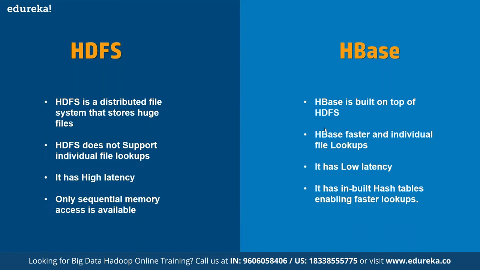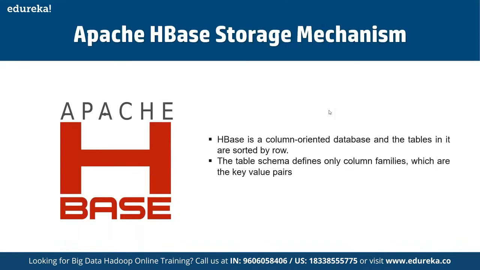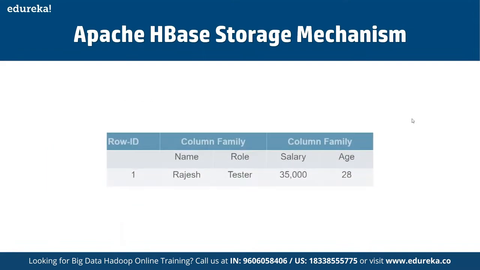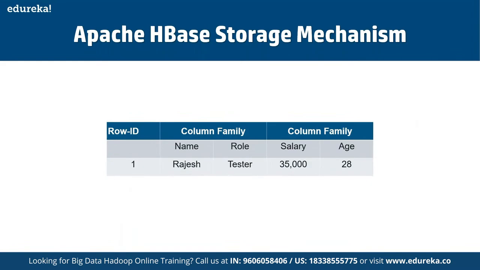Now, if we talk about the HBase storage mechanism, HBase is basically a column-oriented database. The table schema defines only column families and key-value pairs. That's why we can say HBase is a simple NoSQL database. It's not an SQL database, not part of the relational database service, but more like a complete NoSQL database service, like we have DynamoDB and Cassandra. These are NoSQL databases. For example, here we have defined a row ID, and then we have column families as name and role.